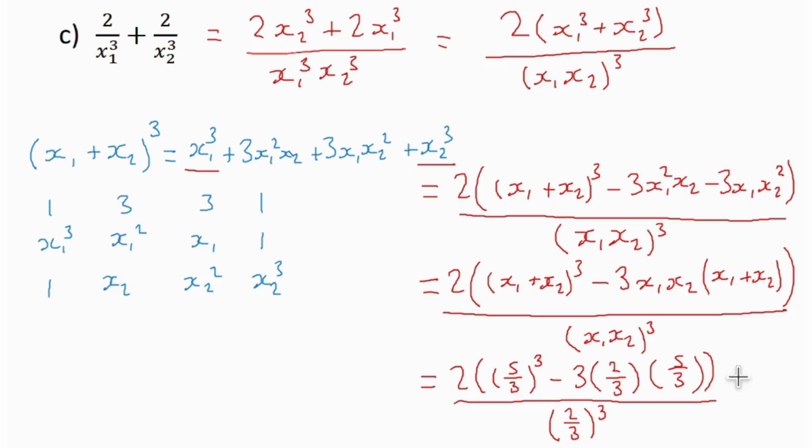If this was a non-calculator paper, we'd have to do a little bit of numerical work to work this out. But when you do that, you get a final answer of 35/4 for the value of this without having to work out what the roots actually are. So these are some examples of how you might manipulate some algebraic expressions and use the rules for the sum and product of the roots of a quadratic.